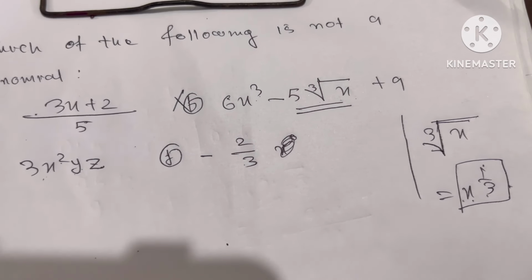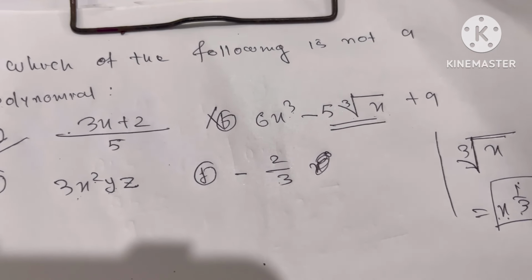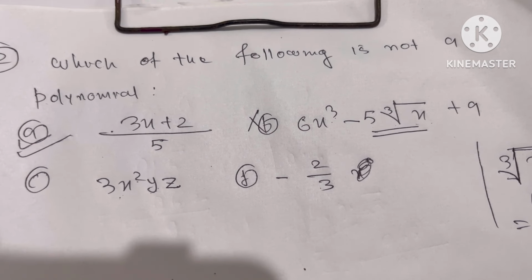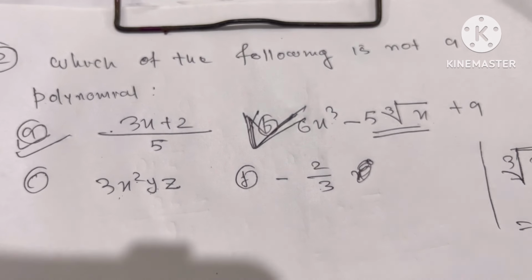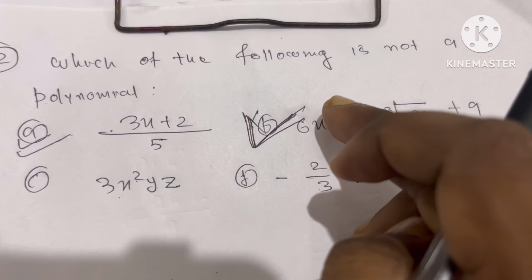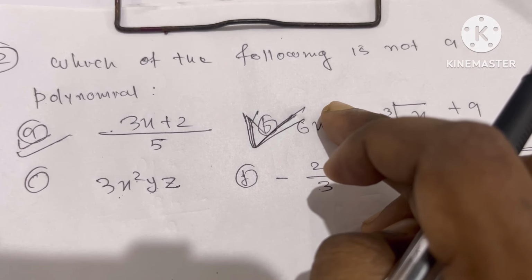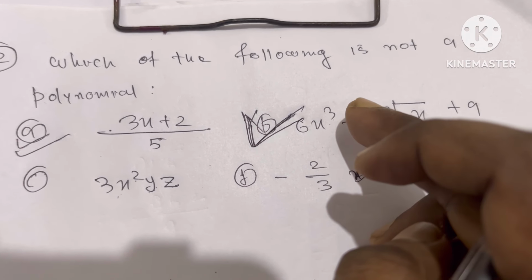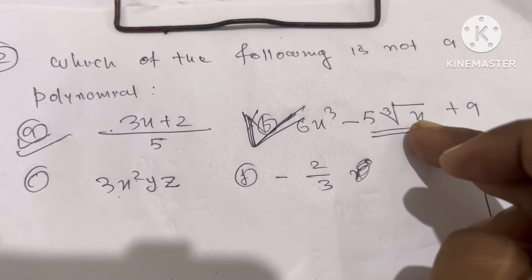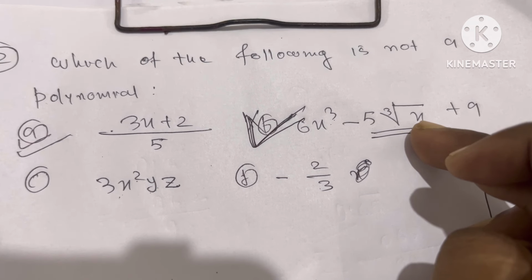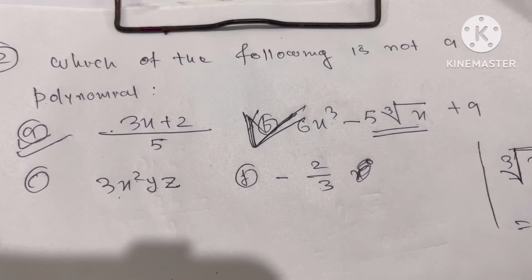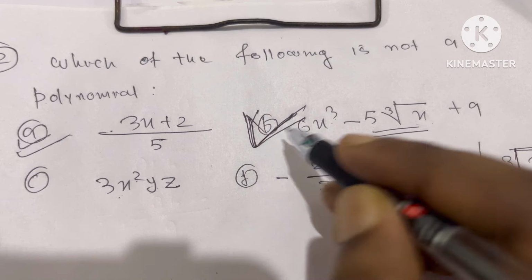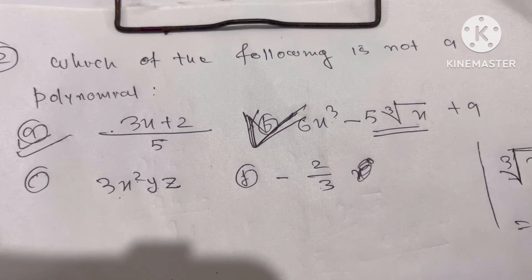So which option will be correct? Which of the following is not a polynomial? Option B. Because here x power is 3, a positive number, not a fraction. Here x power is 1 by 3, so that is a fraction. So polynomial means x power cannot be a fraction. Yes or no? So which of the following is not a polynomial? Option B. Okay.